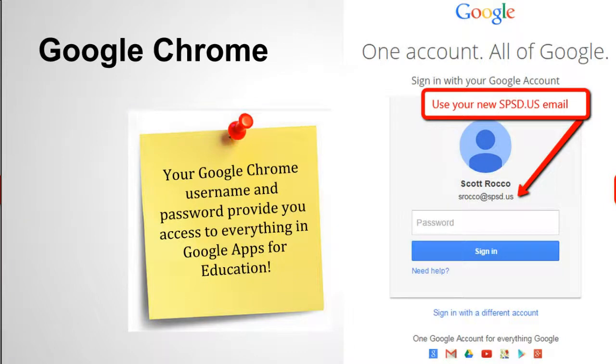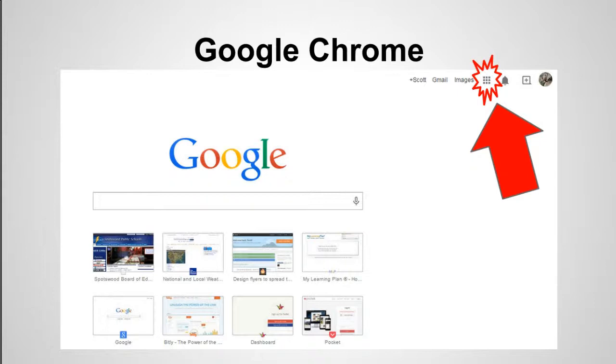Once you put in your password, you'll get a new screen, and that new screen will have these symbols up top. The first thing will be your first name. It'll say plus and whatever your first name is. Then you can access your Gmail, any images that you've stored, and then this symbol right here, which I've highlighted for you. This symbol I call the waffle.